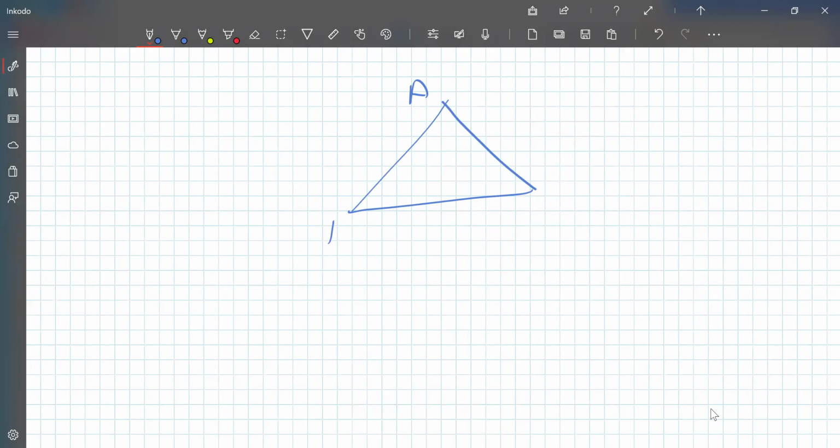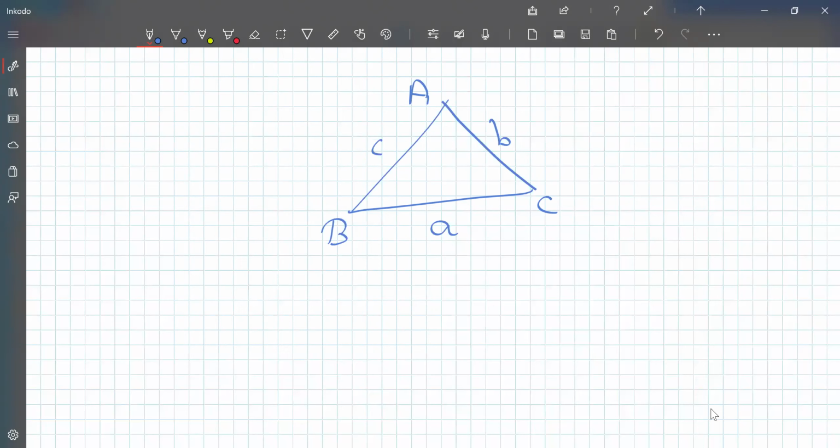Triangle ABC، و symbol to the side lengths by the same letter of the angle opposite to this side but in a small letter. So this side BC, its length will be equal A small, and this one is B small, and this one is C small.